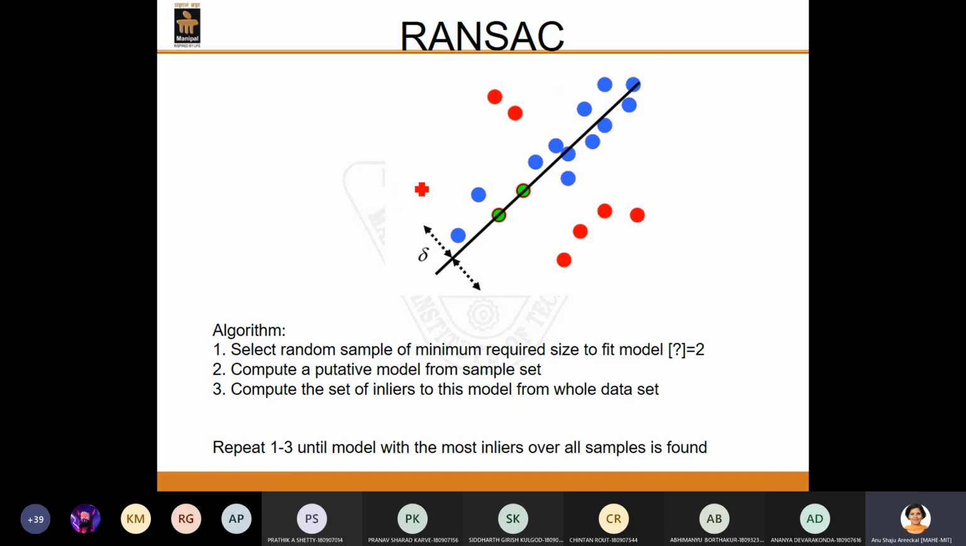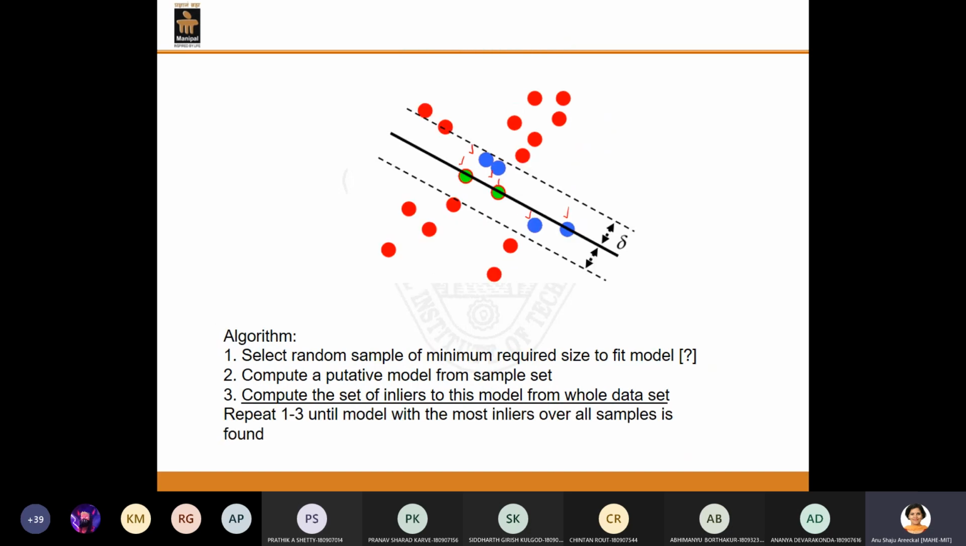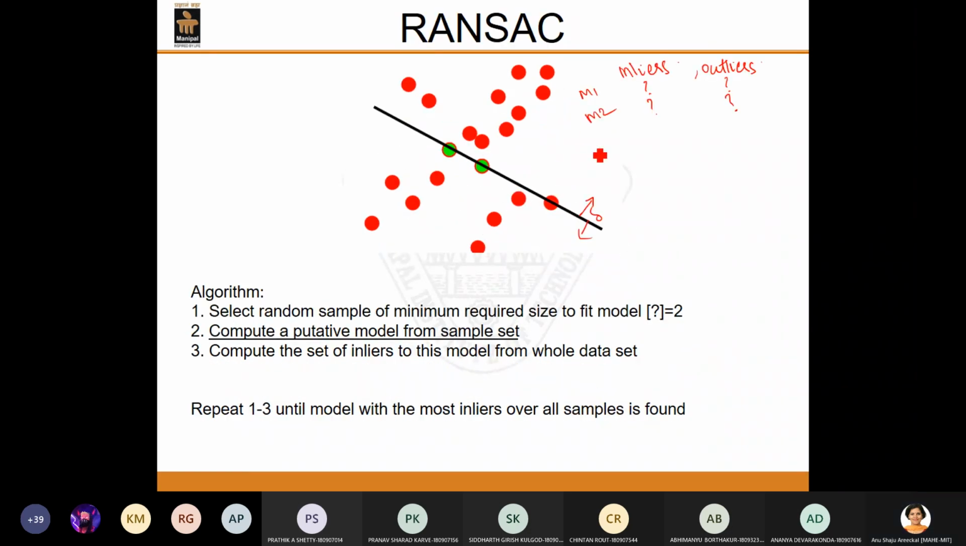Now, for example, one of the best fitting models which you get would be this one. So how do you find the best fitting model? Let's say you have considered a few iterations.